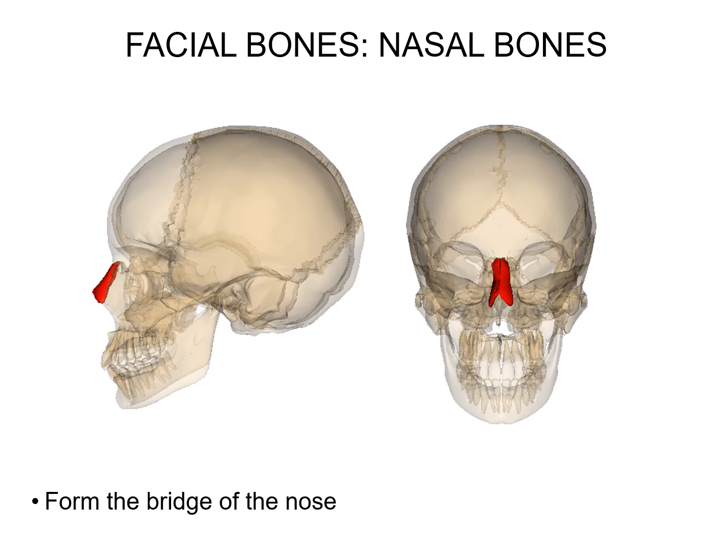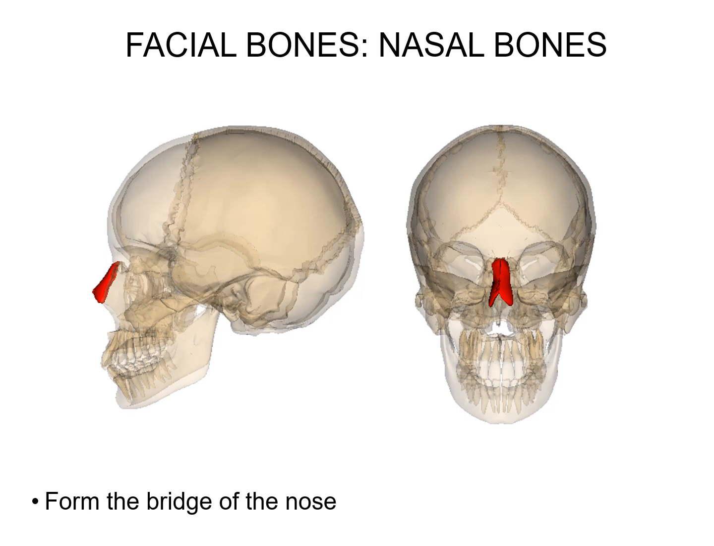All right, so we have covered the cranial bones. We covered the frontal, both parietals, both temporals. We covered the occipital, and then we covered the sphenoid and ethmoid. Now what we're going to do is move on to the facial bones, the bones that make up your face.